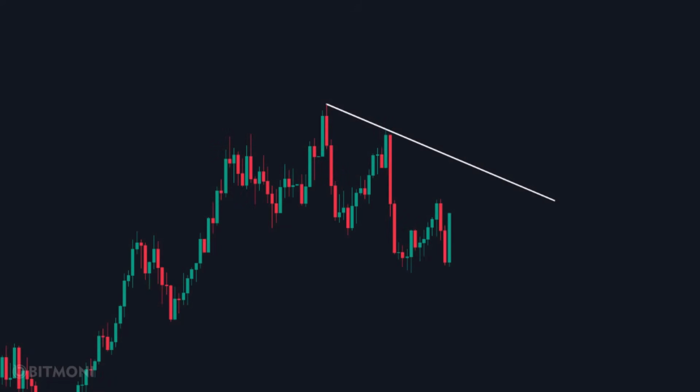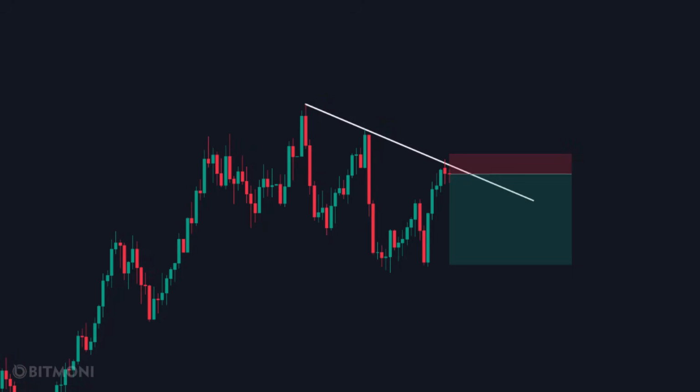Trend lines are another popular tool used by retail traders. When price respects a trend line several times, it builds confidence. You enter as it touches the trend line again, thinking you found a reliable entry, and place your stop just beyond the line. But market makers know these patterns inside out.